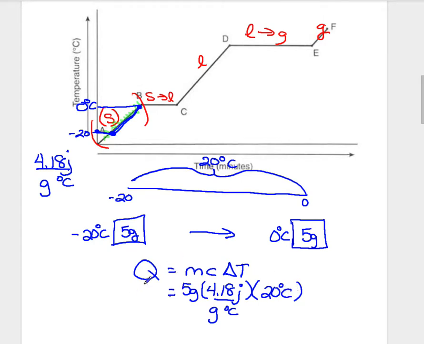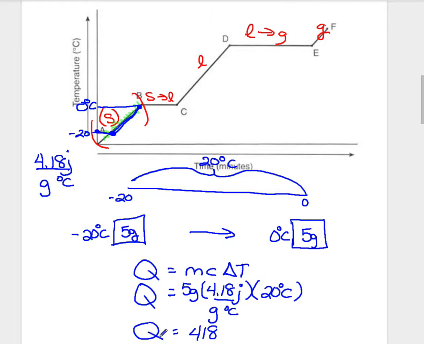And when I do the simple math, I get my calculator: 5 times 4.18 times 20, and I got 418. I could have done that in my head. 418, and we need units.